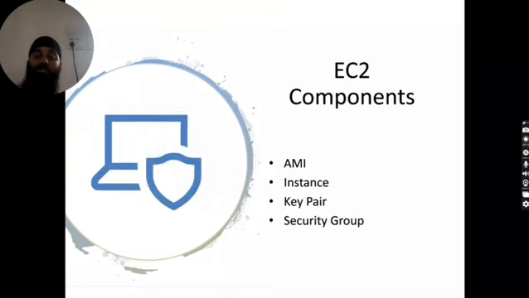So what are the components of EC2 instances? The first component is AMI. AMI is nothing but a template on which your EC2 instance works. Instance is nothing but your virtual server. Key pair is what you use to take secure access into your EC2 instances. And security group is a firewall which controls the incoming traffic, while the outgoing traffic is all open. So you can access anything outside your EC2 instance on the public internet, but the incoming traffic is restricted with the help of the security group.